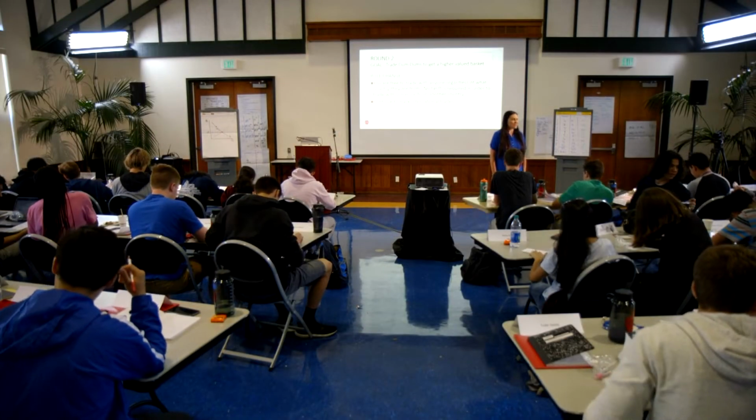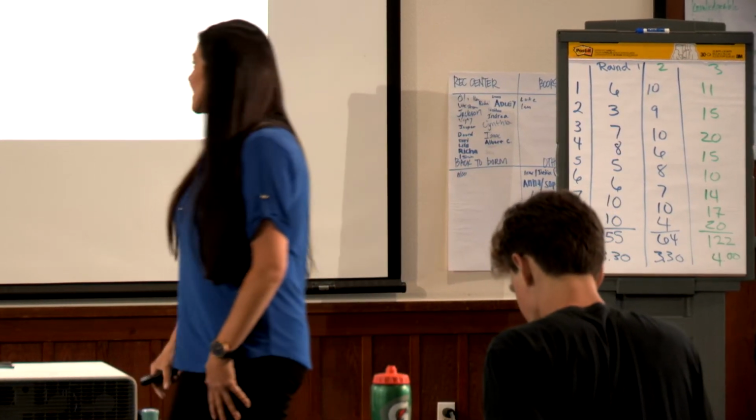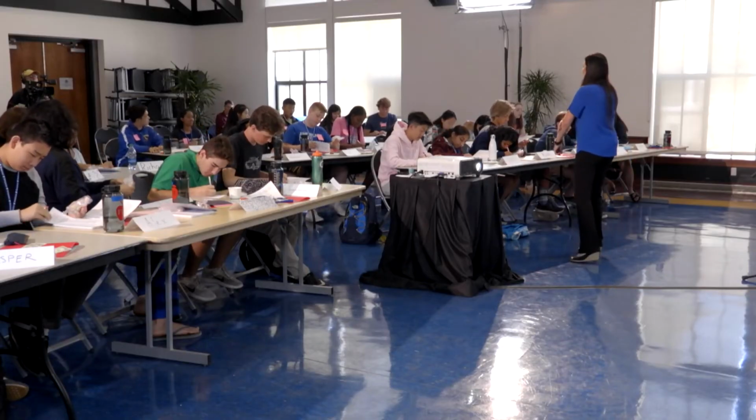Randomly distribute 3 more lollipops to each student. Once again, have them calculate their basket values before trade. Write down your new basket. Calculate the value of your new basket, total it up.